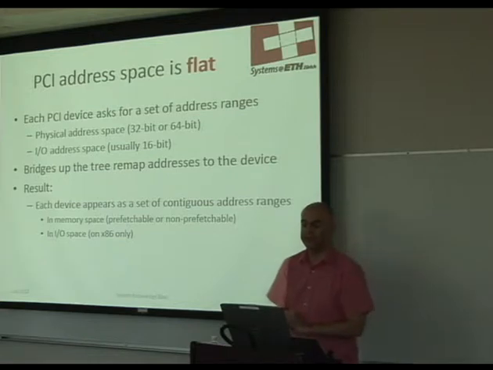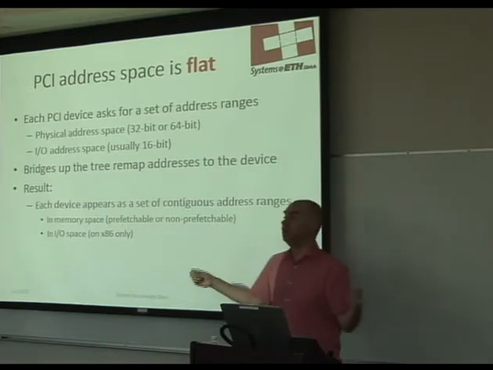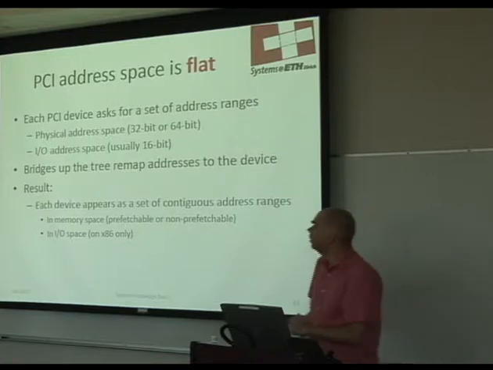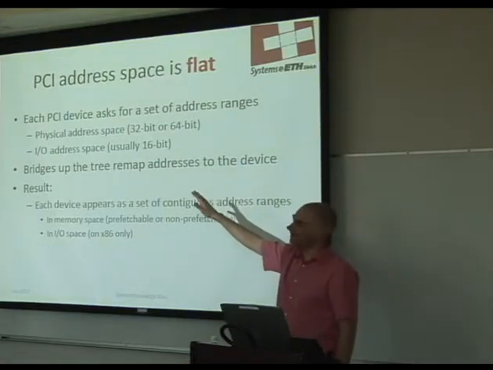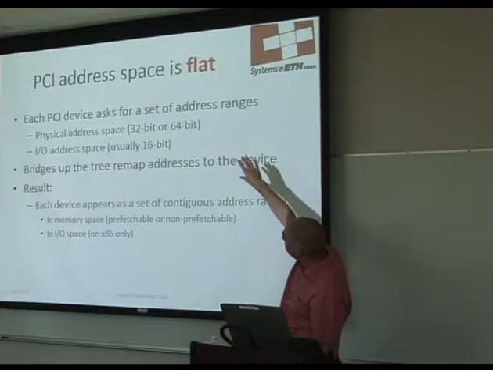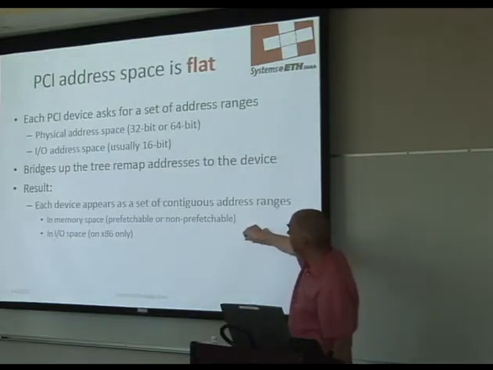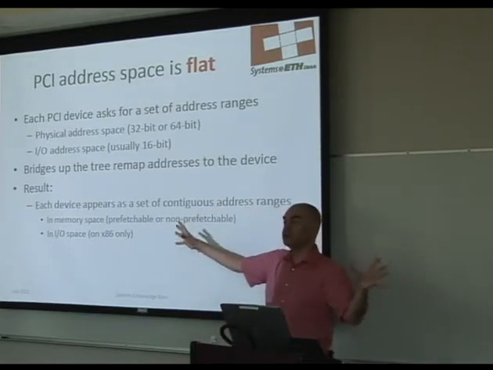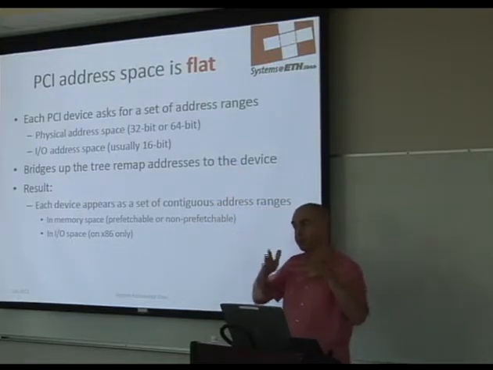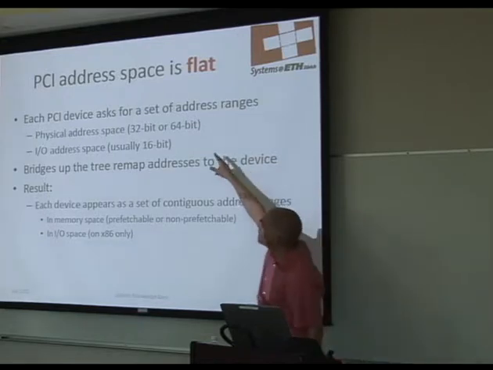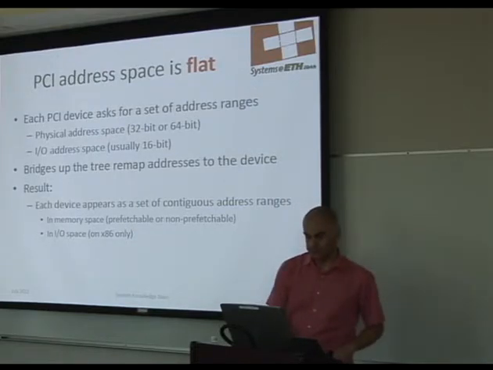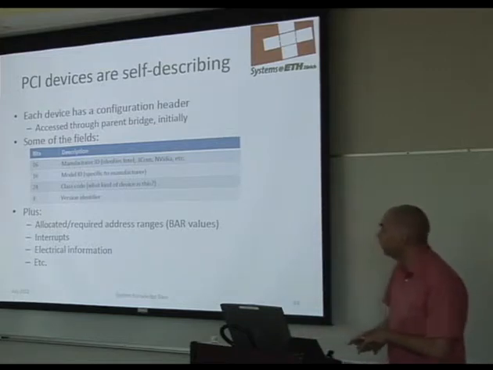Every PCI device asks for a set of address ranges: I need 16 kilobytes for some set of registers, 2 megabytes for this other set of registers, whatever. Physical address space is either 32-bit or 64-bit, you get both. There's also the I/O address space, which on a PC is usually 16 bits. So you've got two address spaces here, and memory space is actually divided into two separate address ranges, one of which is prefetchable, one of which is not. Then bridges up the tree remap these addresses. So you have to program all your devices, selecting which addresses they should live at, in such a way that you can access all the registers on all the devices in the system. PCI devices are self-describing, which is a nice feature.